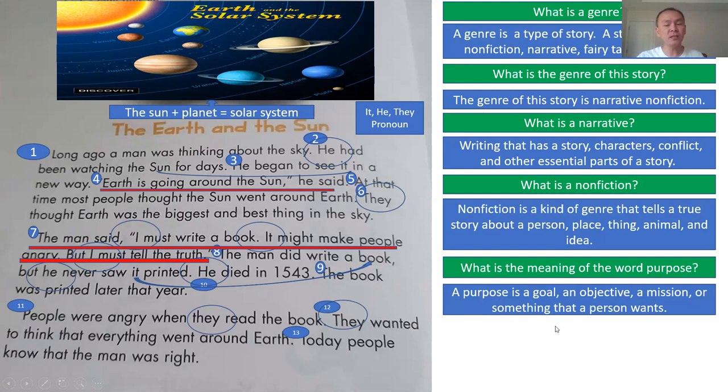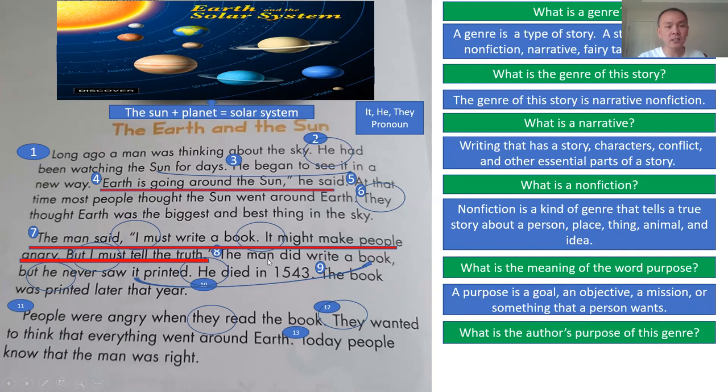So what is the author's purpose of this story titled The Earth and the Sun? What is the author's purpose? When authors or writers write, they have many different purposes. They want to inform, give you facts. They want to entertain, make you happy, make you feel excited when you read the story. They want to explain how to do something, or they want to make you believe in their ideas. So an author can write to inform, explain, persuade or convince, or entertain, okay?